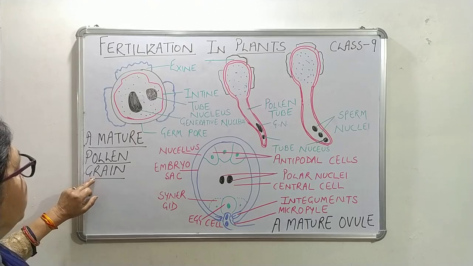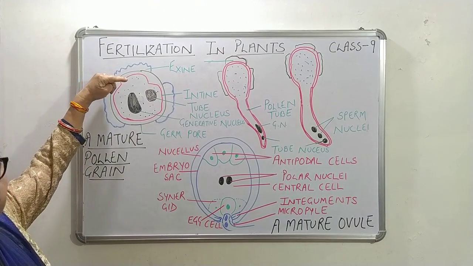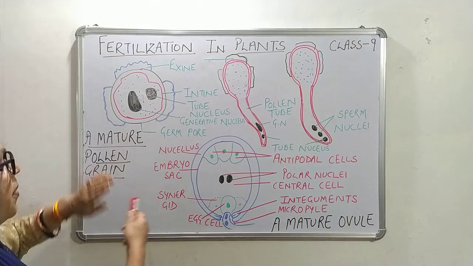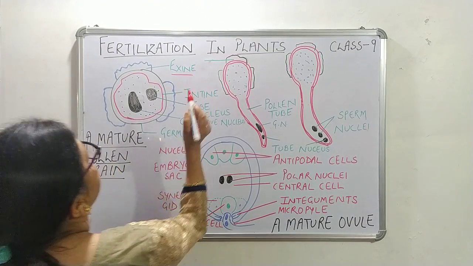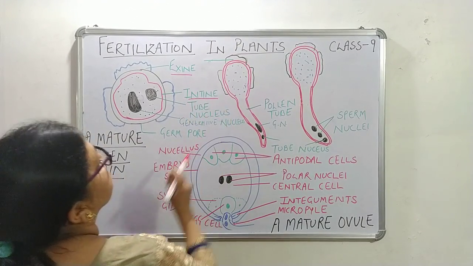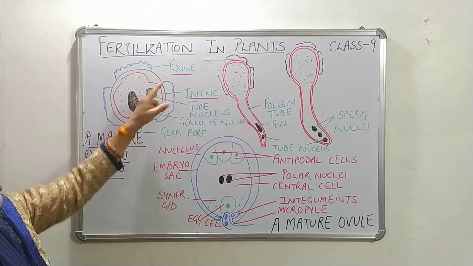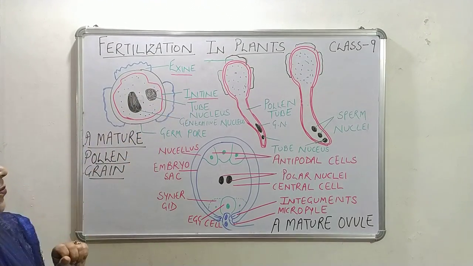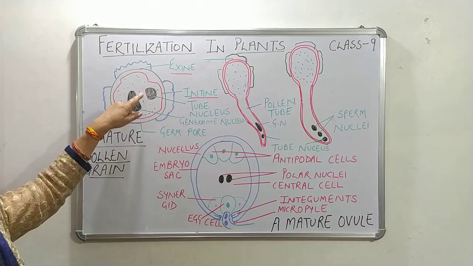A mature pollen grain has two membranes. The outer membrane is called the exine and the inner membrane is called the intine. So, a mature pollen grain has two membranes, exine and intine. Since it is a cell, it also contains a nucleus.